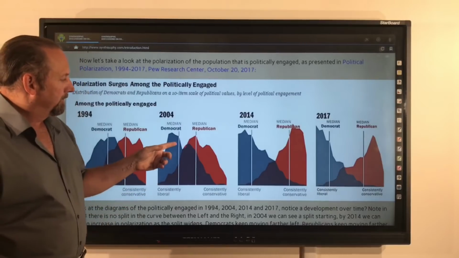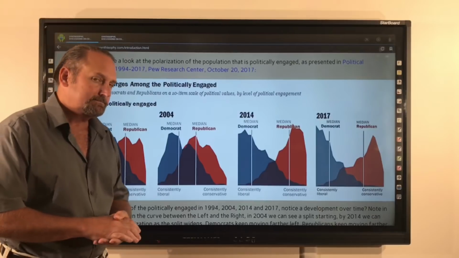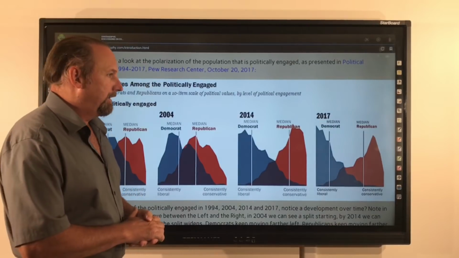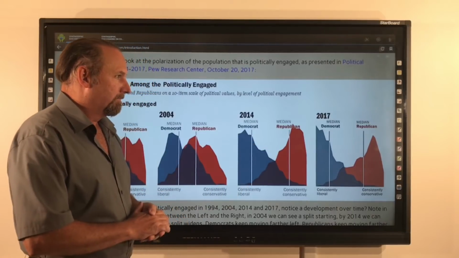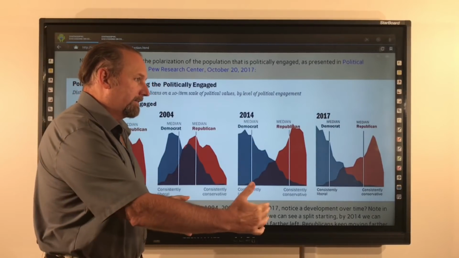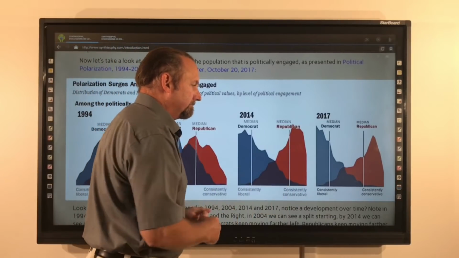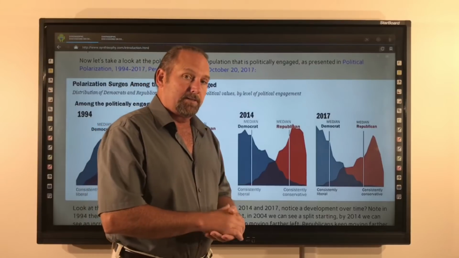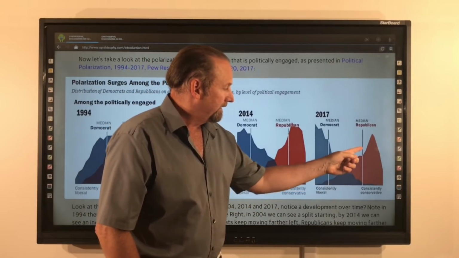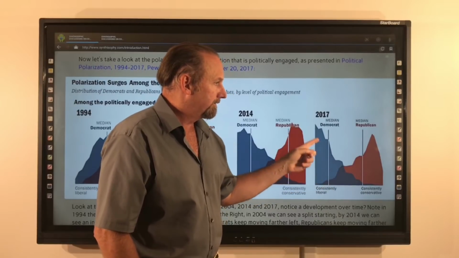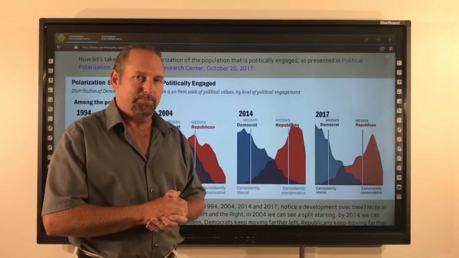In 2004, we can see a split starting. By 2014, we can see an increase in the polarization as the split widens. Democrats keep moving farther left, Republicans keep moving farther right. And by 2017, there's a nearly perfect upside down bell curve. That's the exact opposite of a normal bell curve.